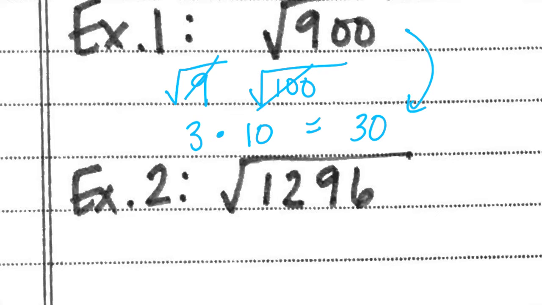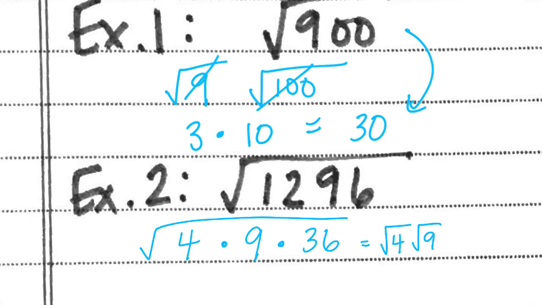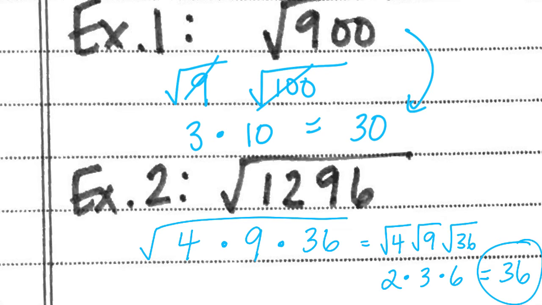This is saying the square root of 1,296. I wouldn't know this, and you probably wouldn't know that there is a 4 and a 9 and a 36 in here. So you know the square root of 4, you know the square root of 9, you know the square root of 36. And if I was to multiply this all together, my answer would be 36. Now, in this case, you could use a calculator and it would work out, but they're not all going to be that beautiful.